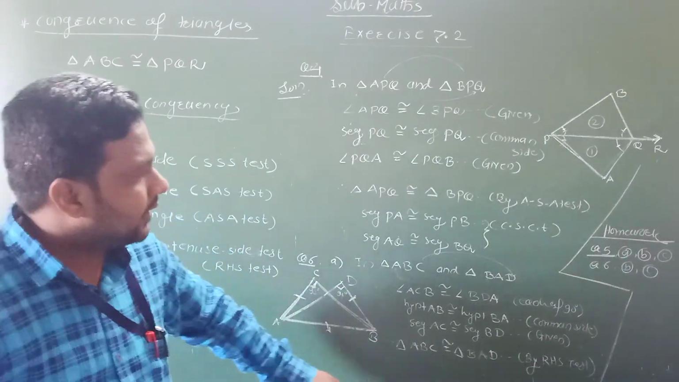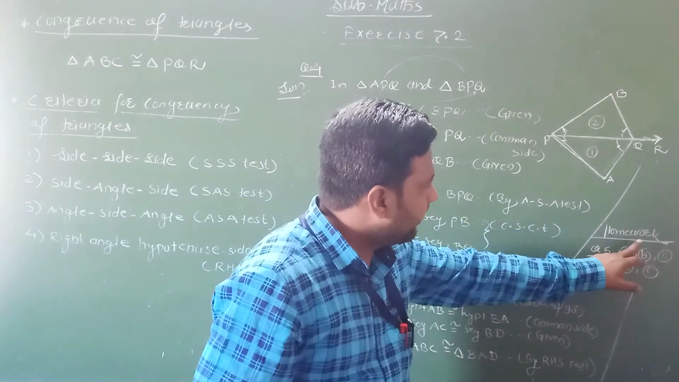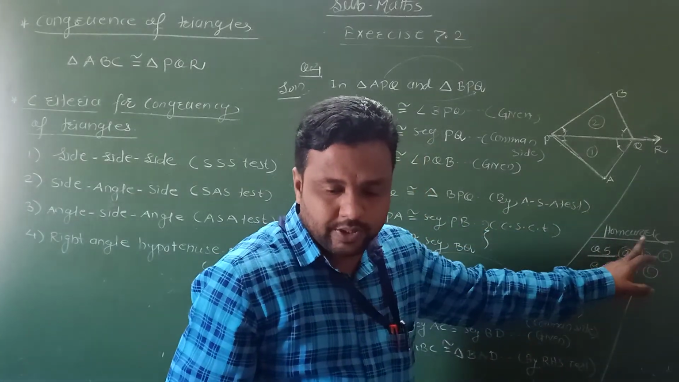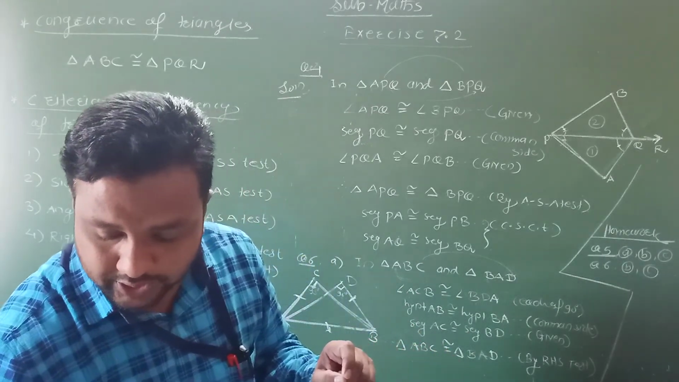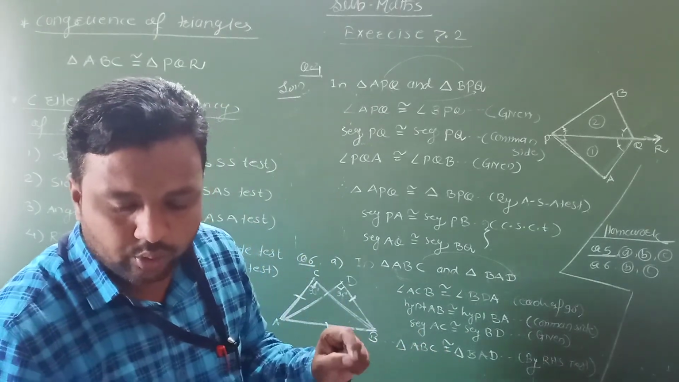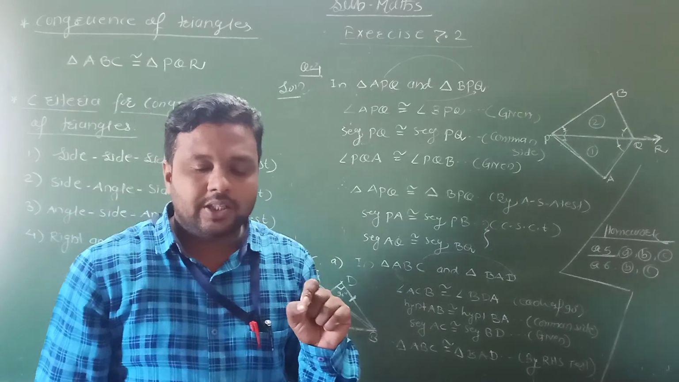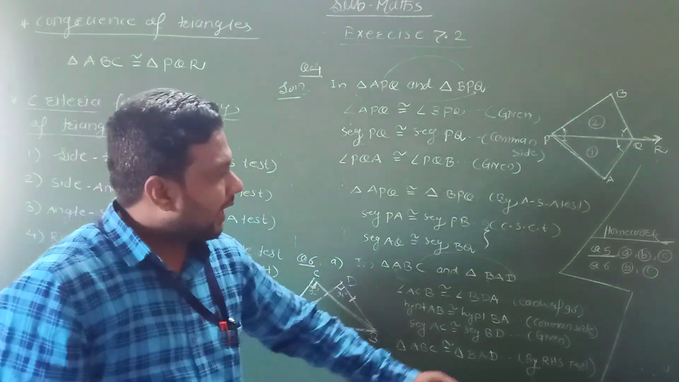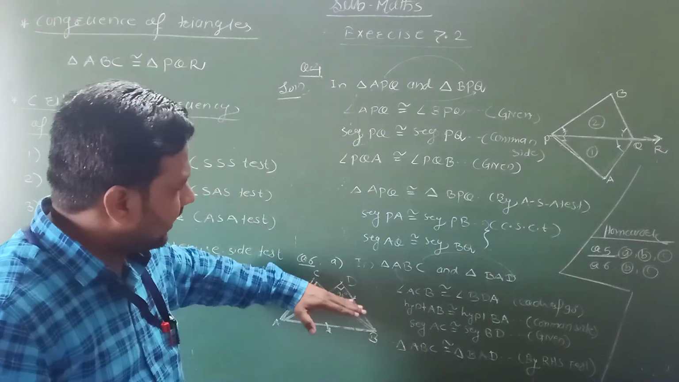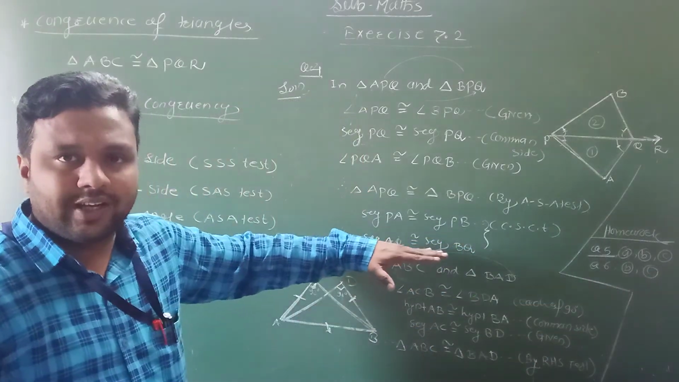And question number 3, note down your homework. Question number 5, ABC. Question number 5 is also homework for you. You have to complete it like question number 3. Okay, you have to mention the congruency test for the given two triangles in the figure. And question number 6, like example A, you have to complete the remaining B and C.